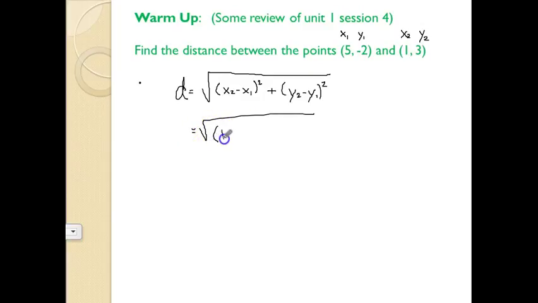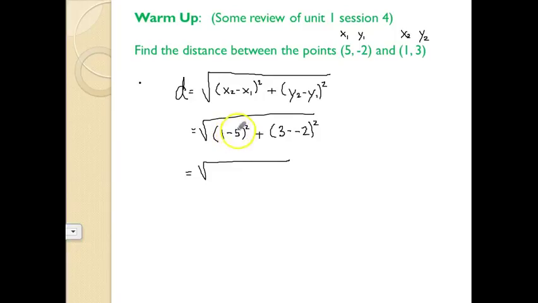So plugging into this formula, I'm going to subtract my x-coordinates. I'm going to take 1 minus 5, and I'll square that. I'll do that in just a moment here. Let's continue setting this up. Subtract my y-coordinates, 3 minus -2. Note that there's a double negative there. I'm subtracting a negative number, so there's a double negative. All right, so now let's go through and clean this up.